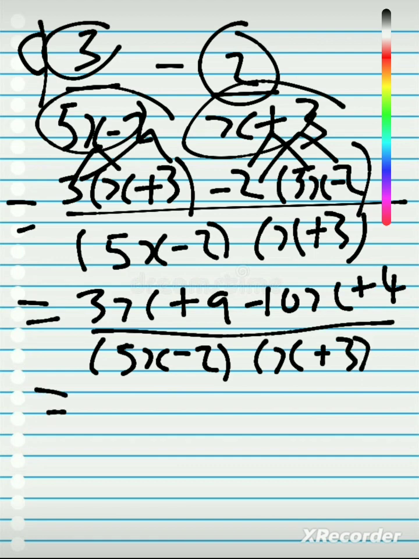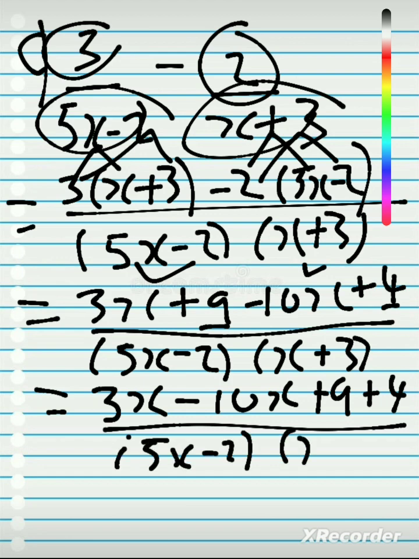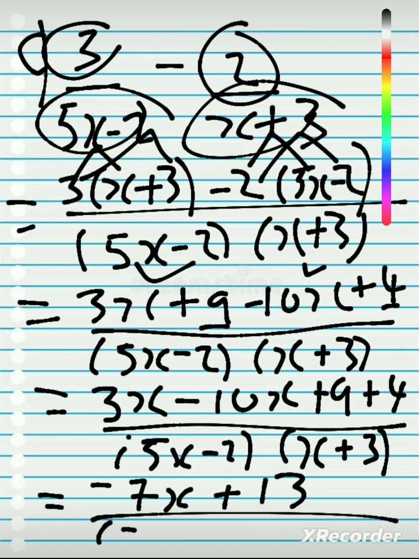Okay, so like terms together, 3x and negative 10x are like terms, so 3x minus 10x plus 9 plus 4 over 5x minus 2, x plus 3. So 3x minus 10x is negative 7x, 9 plus 4 is 13 over 5x minus 2, x plus 3. So this is our answer.